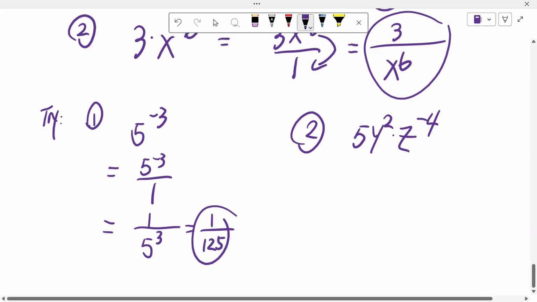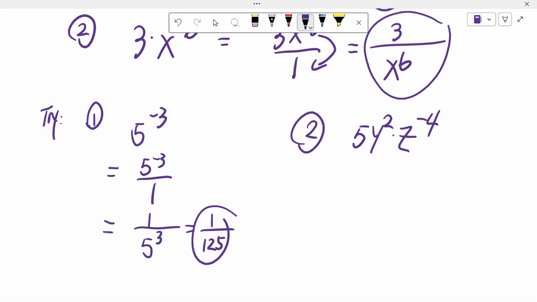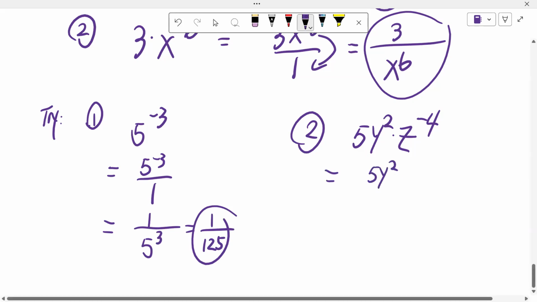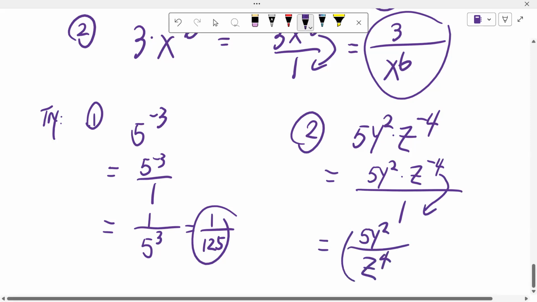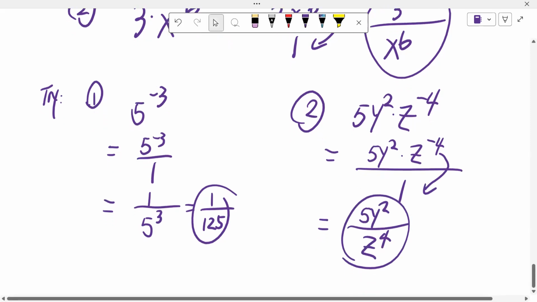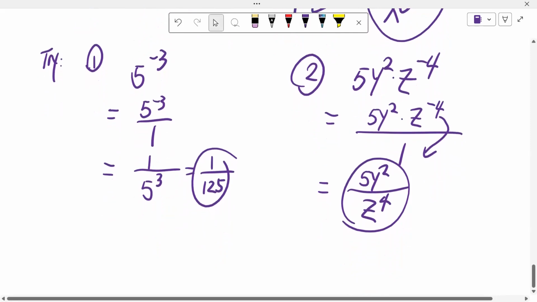And the second one, so make a fraction. And we only flip the negative exponent to the bottom. So we get 5y squared over z to the 4th. Any question about this?